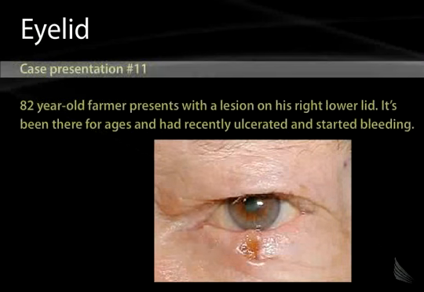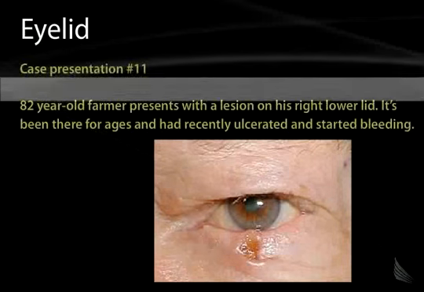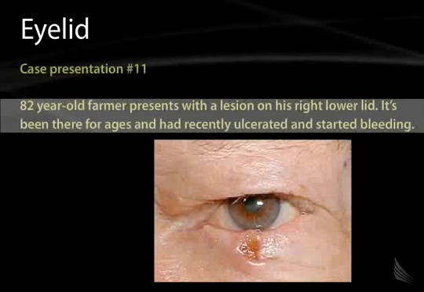Lastly, we'll talk about the eyelid, and this is case presentation number 11. You have an 82-year-old farmer who presents with a lesion on his right lower lid. It's been there for ages, decades, and it's recently ulcerated and started bleeding. Here's a picture. You look at that lower lid, you know it's not normal. The first thing that should come into your mind is cancer.